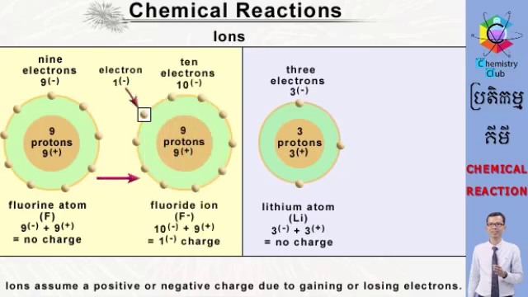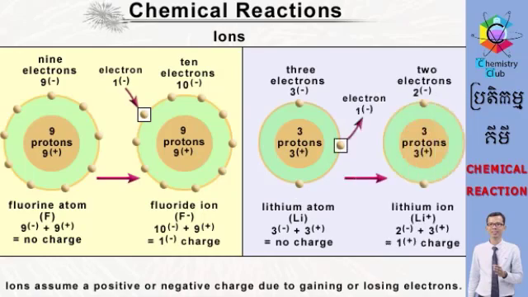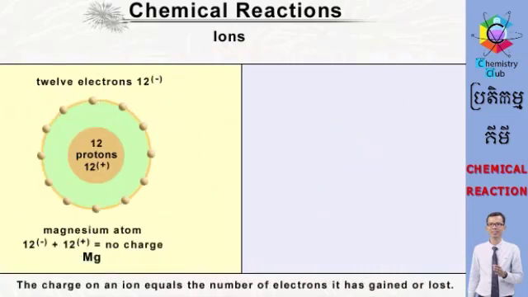For the same reason, losing electrons gives the ion a positive charge, because there are fewer negative charges to balance the positive charges of the nucleus. The charge on an ion equals the number of electrons it has gained or lost. A superscript placed after an ion symbol indicates the magnitude of the charge and its sign, either positive or negative.